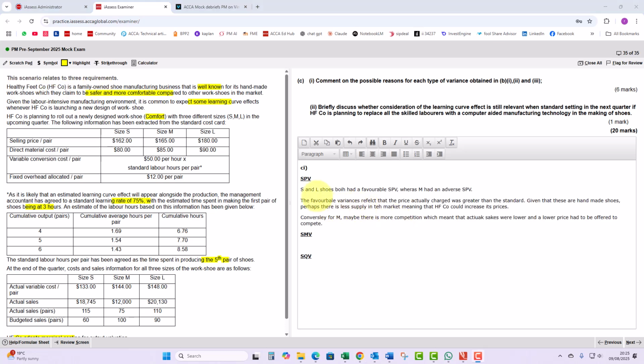For the sales price variance, I've just given a summary of what I did in the calculations in the previous page, and then I've said the favourable variance reflects that the price actually charged was greater than the standard.